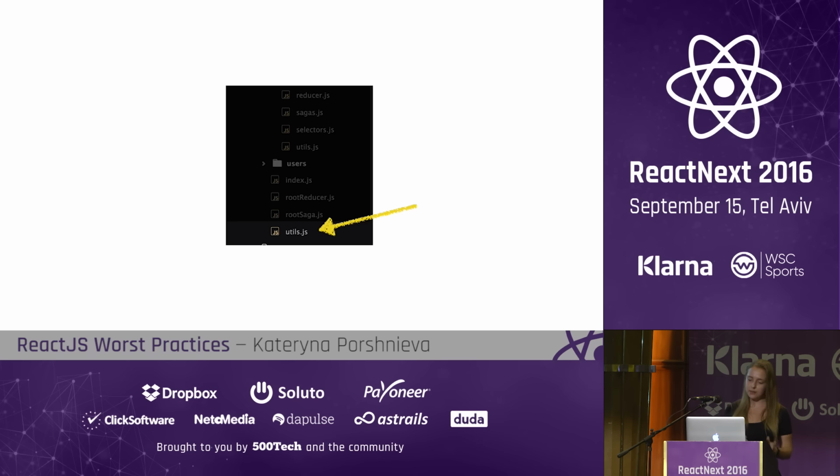You just rename it utils.js, and then it's a huge file of several thousands of lines with different utils all over your project. I think we should not be afraid of creating a lot of files. So just create a lot of files for different types of utilities for a project.